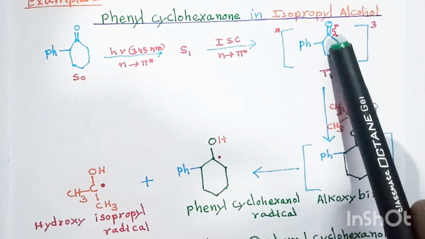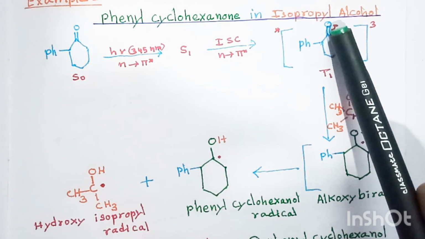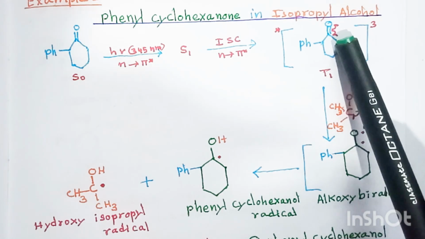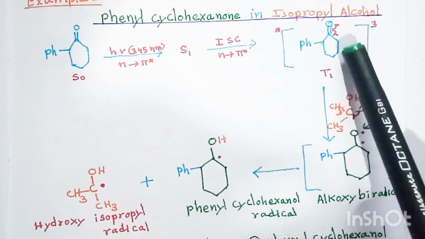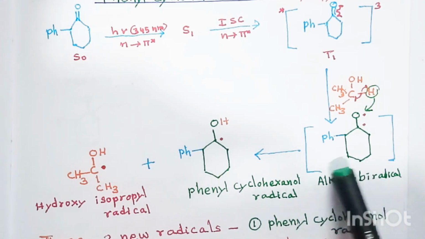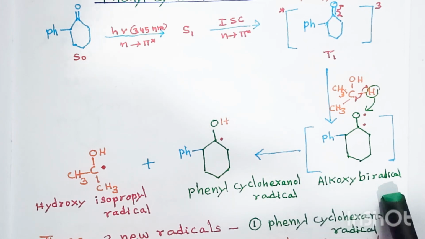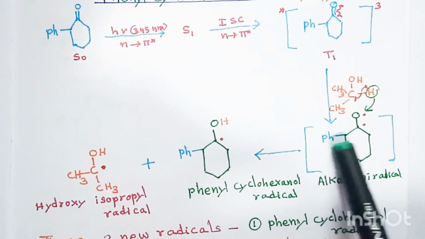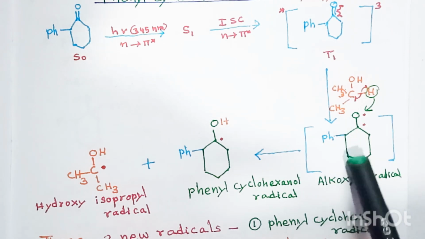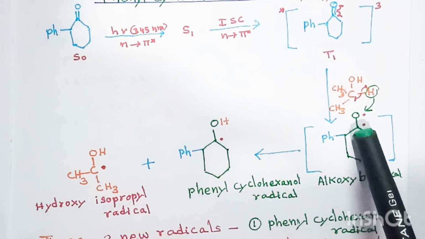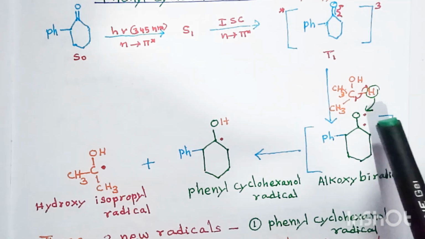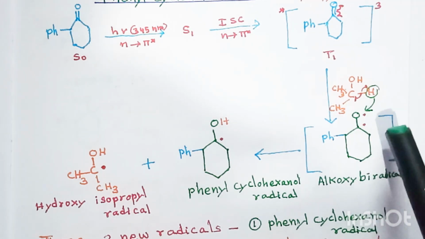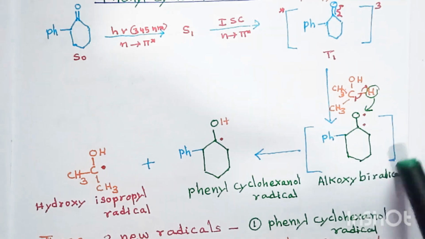In the triplet excited state, the pi bond between carbon and oxygen cleaves homolytically, forming an alkoxy radical or biradical. See this phenyl and this hexane ring and oxygen. There is a radical here on the oxygen and the carbon. So it is a biradical.